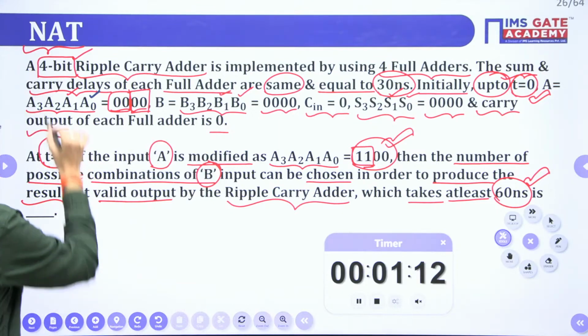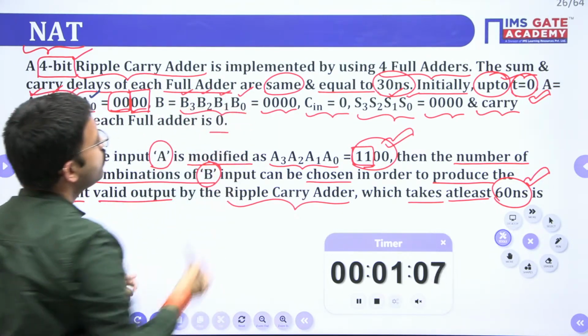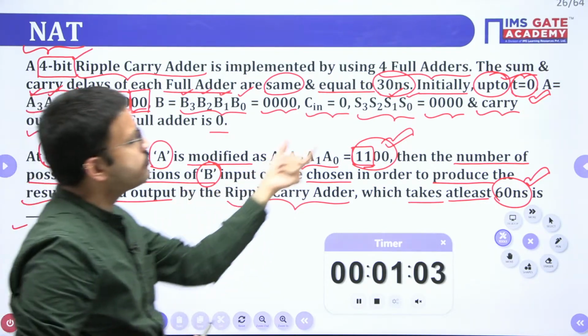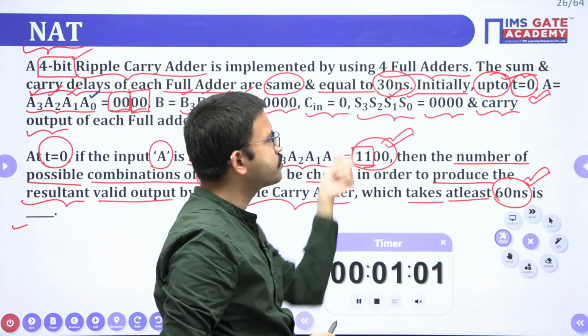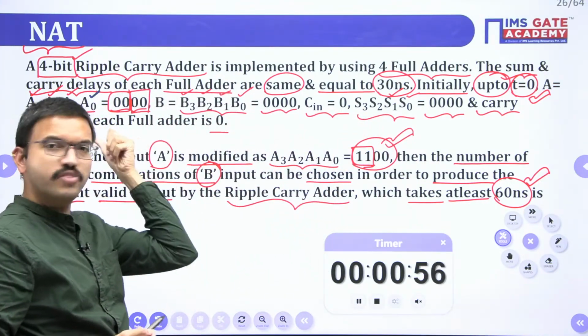In that way, you will be having 4 full adders inside. For each full adder, we will give the respective A, B inputs, and from each full adder, we will get the respective sum output, and whatever carry output we get from one stage, we will give as the carry input for the next stage, like that.